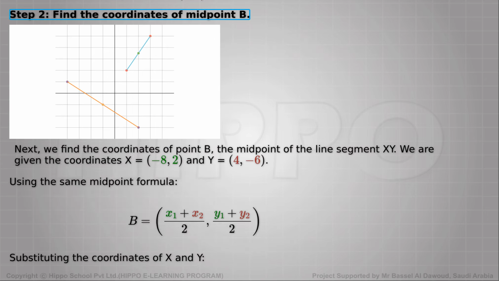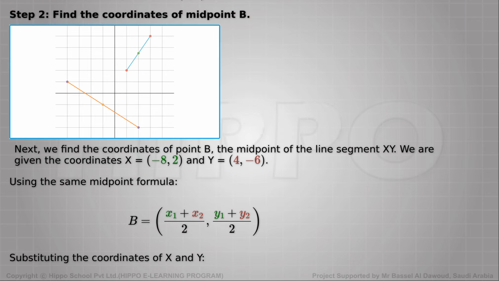Let's move on to step 2. The graph now includes our second pair of points, X at minus 8, 2, and Y at 4, minus 6. They form the orange line segment. Just like before, our goal is to find the midpoint of this new segment, which we'll call B. You can see it marked on the graph with a gold dot.